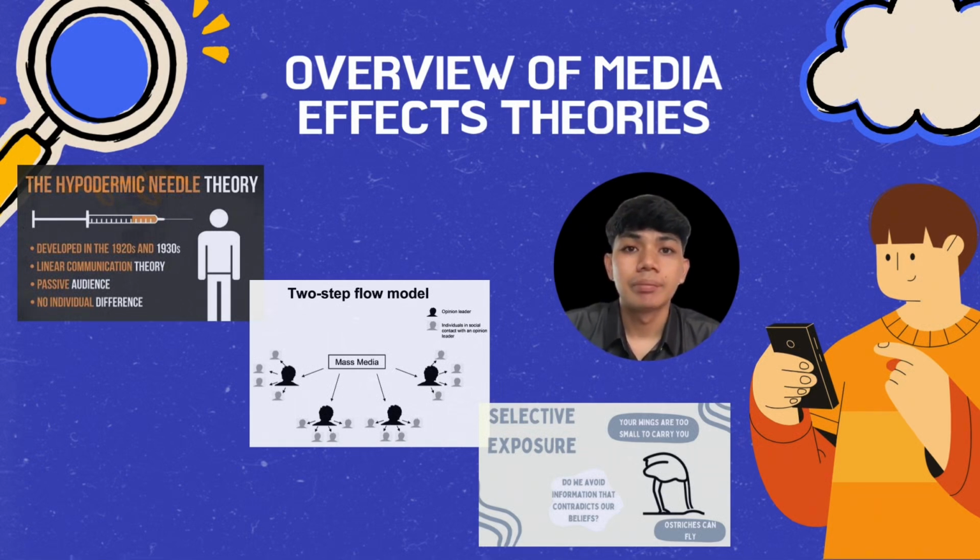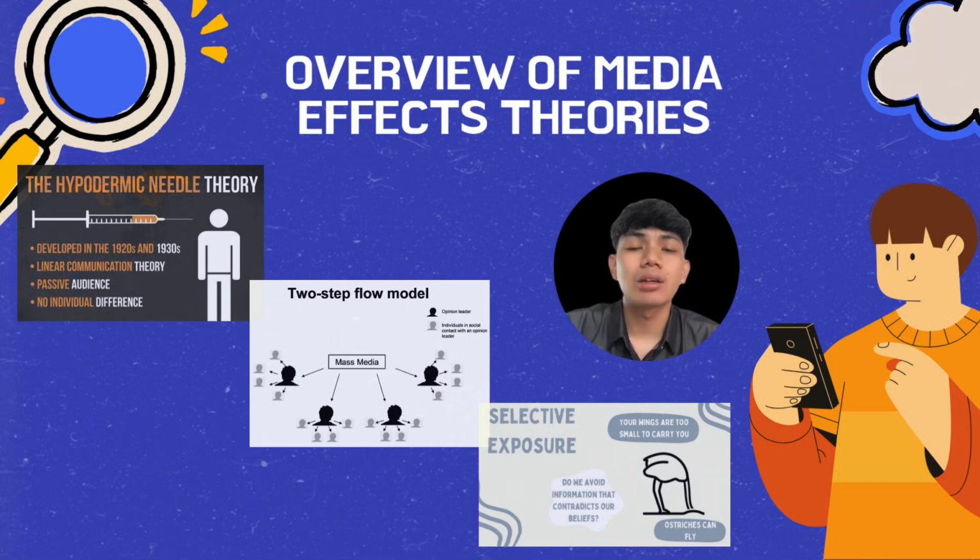And last, selective exposure theory. According to this theory, individuals tend to choose media content that aligns with their pre-existing beliefs and attitudes, avoiding content that contradicts their views. It focuses on the active role of the audience in shaping media consumption.